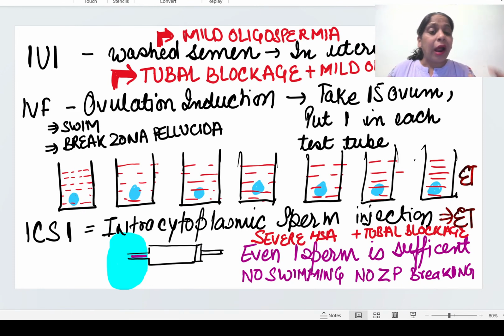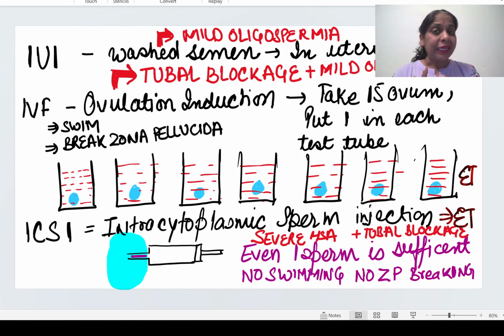Vitro means an artificial space, not the natural space. As you all know, IVF is also known as test tube baby. So where is the fertilization occurring? Fertilization is occurring in the test tube.